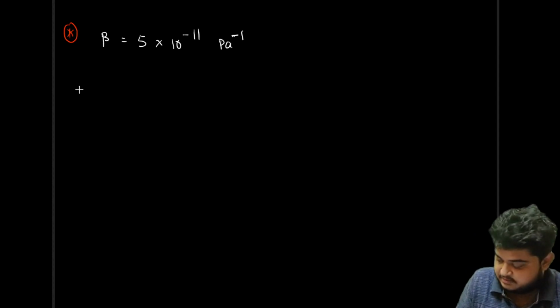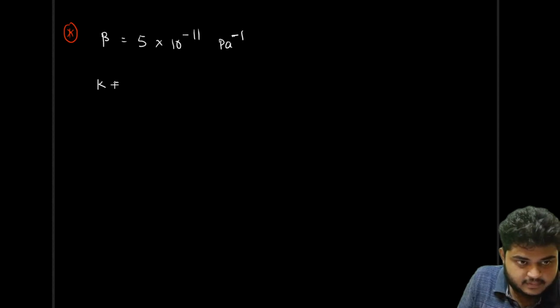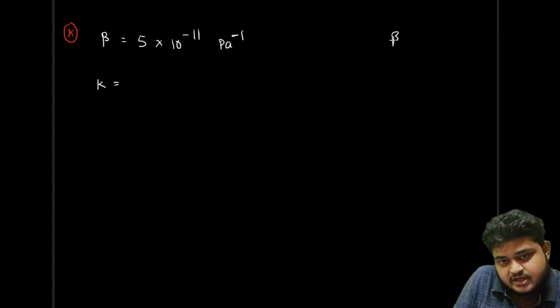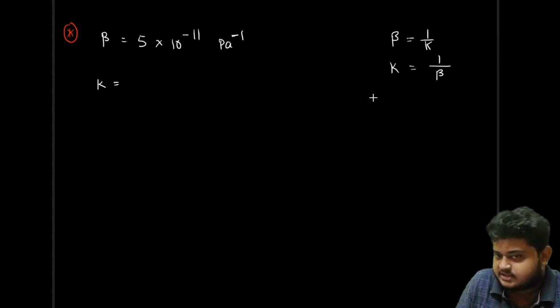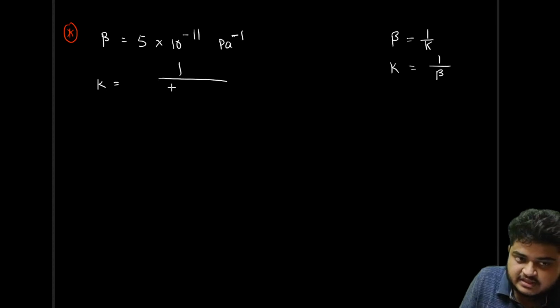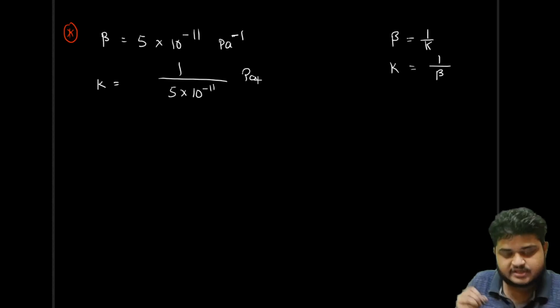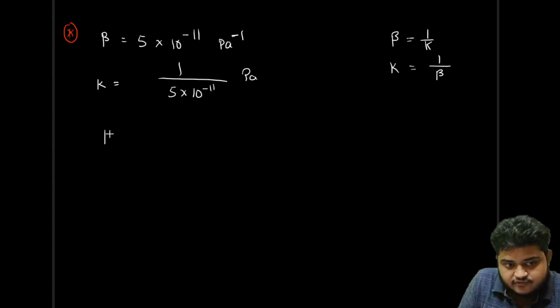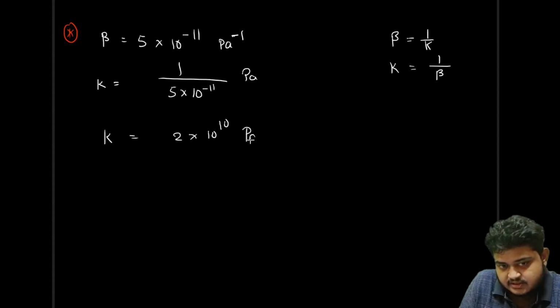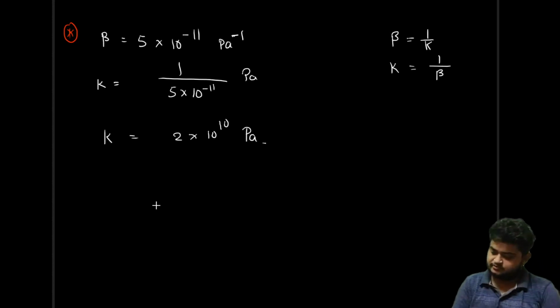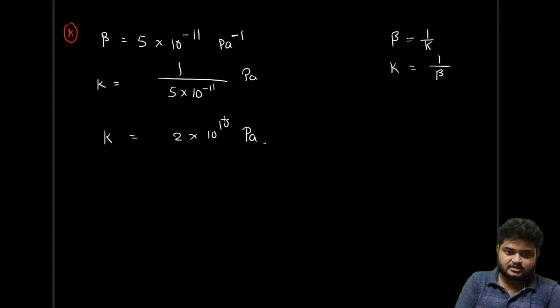So obviously, if beta is equal to 1 by k, then k is equal to 1 by beta. Now we can write this as 1 by 5 into 10 to the power minus 11, and the unit will be Pascal. If we solve this, we will find 2 into 10 to the power 10 Pascal.